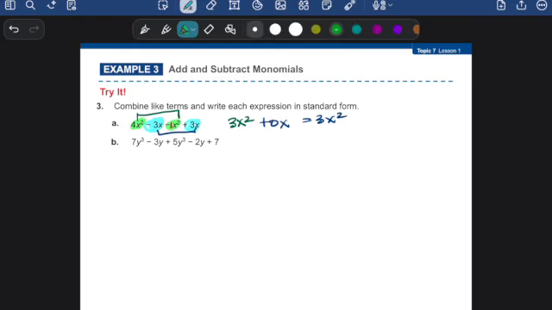Okay, B, let's look at those terms again. I'm just looking for the same exponent, same variable. I have 7y cubed, and I have another y cubed term. I have a linear term, a y term, and I have another y term, and then I have a constant. Let's combine the like terms. Starting with our highest exponent, let's start with the y cubeds. 7y cubed plus 5y cubed is 12y cubed.